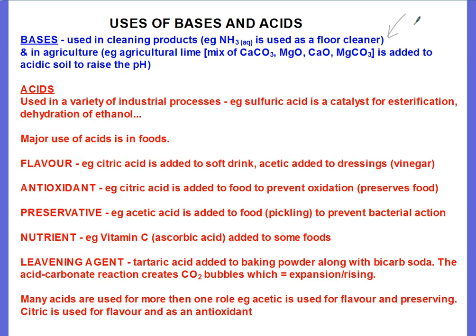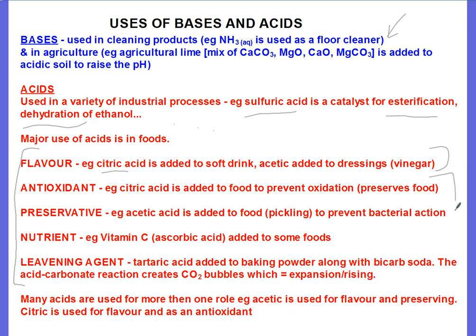But acids are used in a range of things. We looked at industrial processes, e.g. sulfuric acid. We know it's the catalyst in esterification and dehydration of ethanol, and there are many other uses of acid in industry. But the ones we've got to focus on for the course are acids in foods. And there are 5 main ways that acids are used in food. First of all, for flavour. For example, vinegar and citric acid are added to food for flavour.